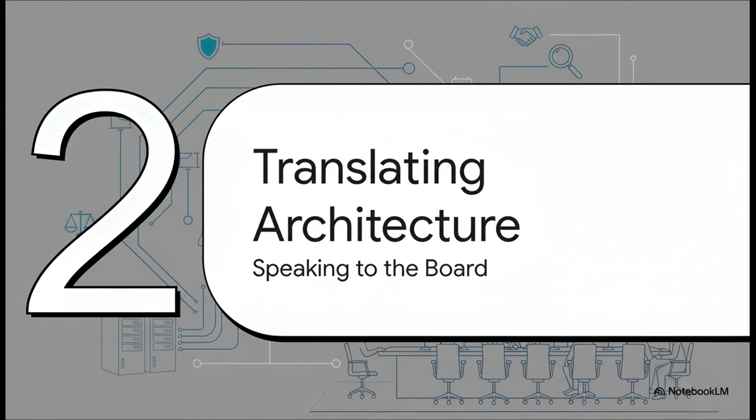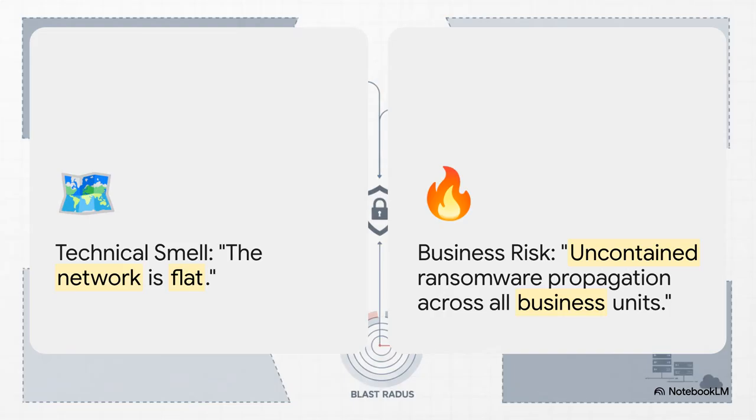Which brings us to what I think is the most critical skill a CISO can have: translating these technical situations into real, quantifiable business risk. This is how you get people to listen. It's how you get budget. You have to take the conversation out of the server room and put it squarely in the boardroom. For example, you don't walk in and say, the network is flat. That's a technical note. No, you say, we have a significant risk of uncontained ransomware propagation that could impact every single one of our business units. You see the difference? One is an IT problem. The other is a company-ending threat.